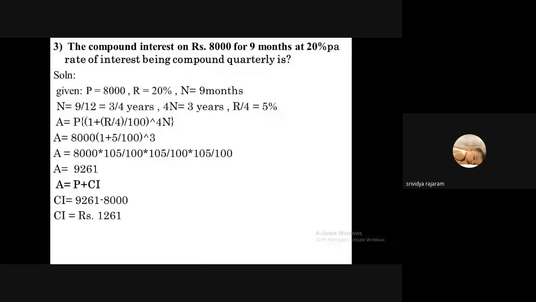We are now asked what the compound interest will be for this amount. So we know the formula A is equal to P plus CI. So CI is nothing but A minus P. A is what we got as 9,261 minus the initial amount, given as 8,000. So on simplifying this, we get the compound interest calculated quarterly as rupees 1,261. So clear with this sum, how to calculate if they are asking us to calculate compound interest on a quarterly basis?